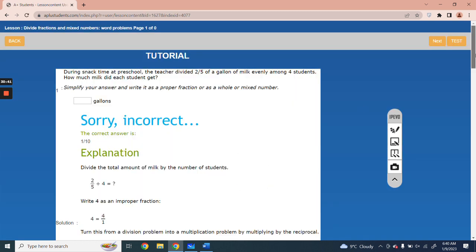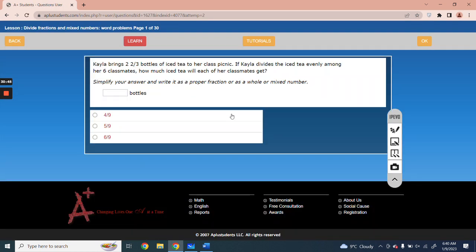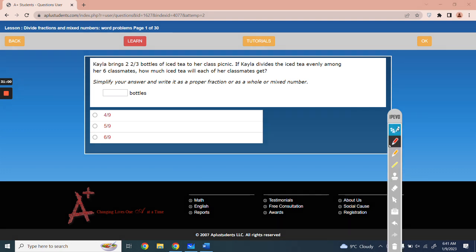Okay, let's just start with the test. Got it? Because you can have a look at the tutorial by yourself. The questions are already solved. Okay, Kayla brings 2 whole 2 by 3 bottles of iced tea to her class picnic. If Kayla divides the iced tea evenly among her 6 classmates, how much iced tea does each of her classmates get?